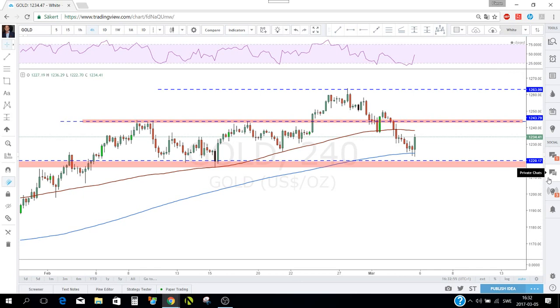Let's see. I see a question from Nayan. Just a general question, Pierre. When you draw the supply and demand zone on your chart, do you only draw them on the time frames that you are trading, or do you follow a top-down approach?